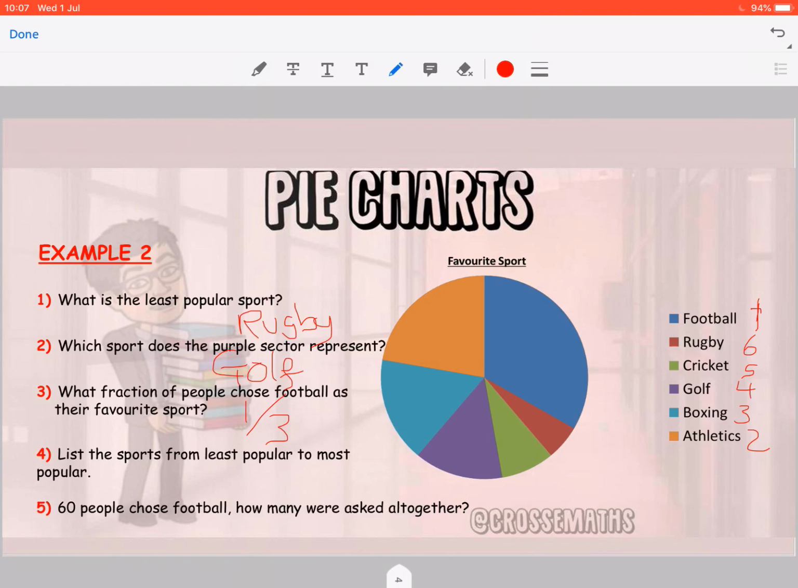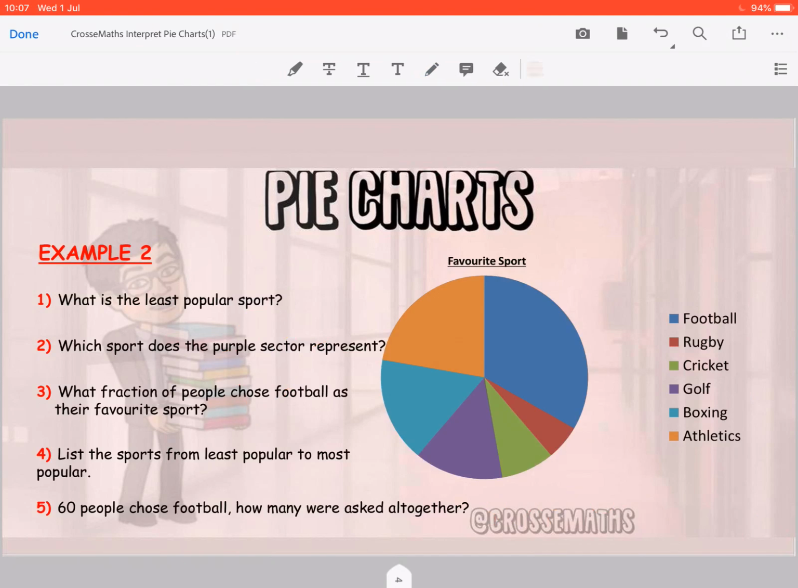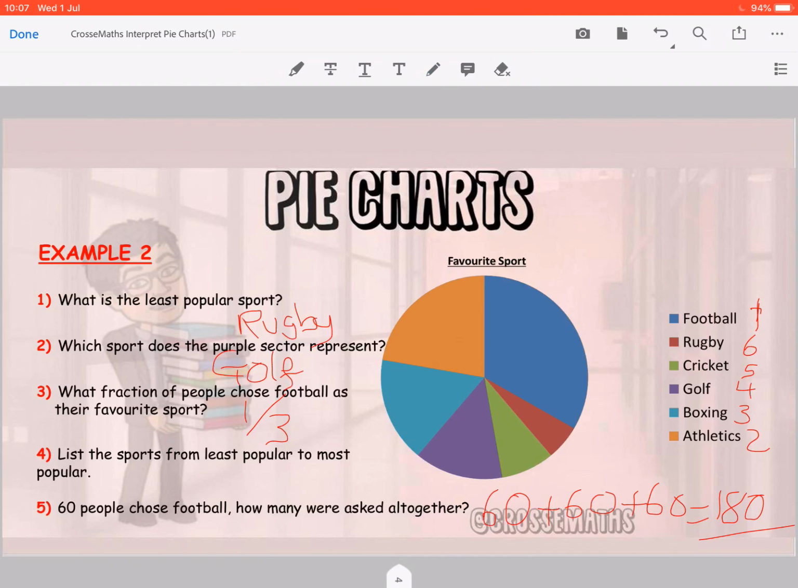60 people chose football. How many people were asked altogether? Well, if 60 people chose football and football represents a third, there would have to be 3 of that number in there. So 60 plus 60 plus 60. That would mean it'd have to be 180 people altogether. Very, very straightforward. I like pie charts. They're really easy. Just take a little bit of practice.